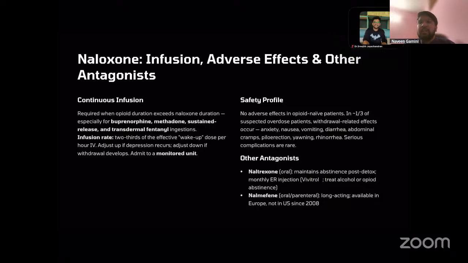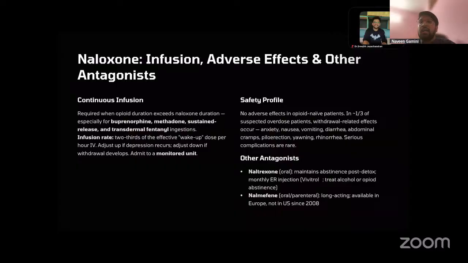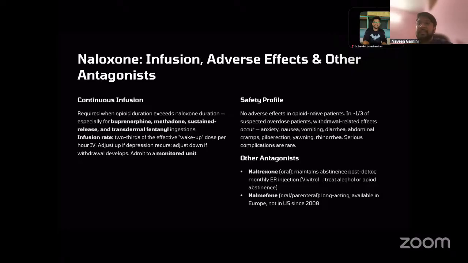So we consider using naloxone infusion when we have to give it for an opioid whose duration is exceeding, like buprenorphine, methadone, or sustained release and transdermal fentanyl injections. In these cases, we can consider using naloxone infusion. And the rate at which we start is 2/3 of the effective wake-up dose per hour IV. Same as you learned in the OP poisoning.